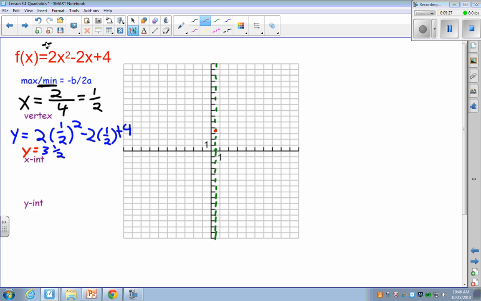Okay, now that we have our vertex, all we have to find is our x-intercept and our y-intercept. I want to start off with the y-intercept because it's so easy. It's just this last value here. So I'll put a 4. And so it's going to be the same on the other side of this line. So I'll put another point there. Cool. So we've now decided where our parabola is going to go.